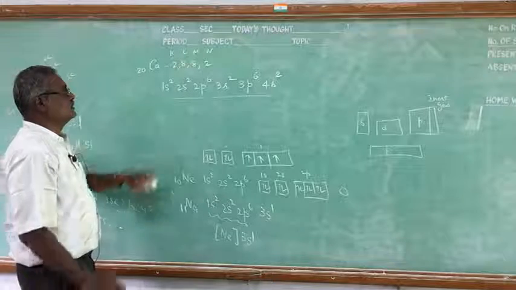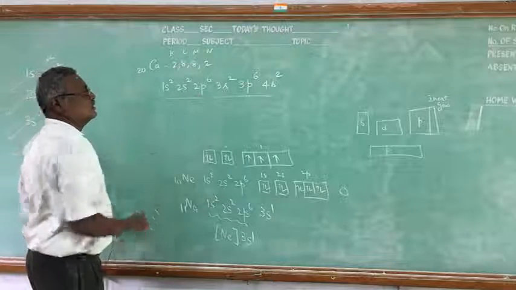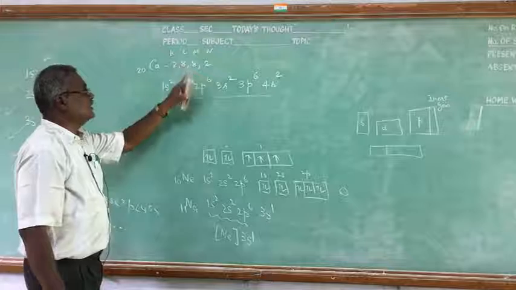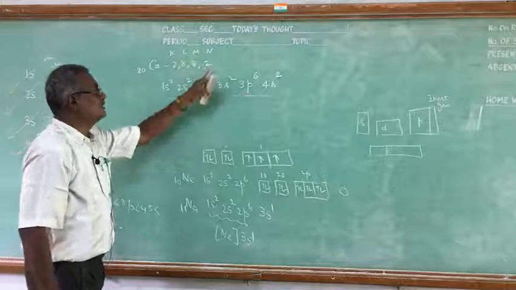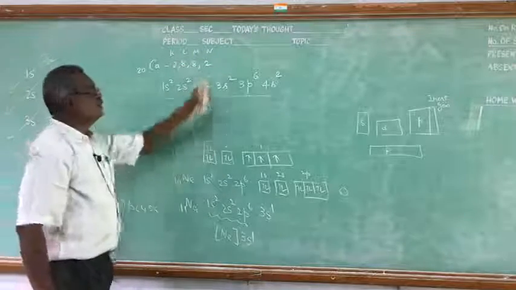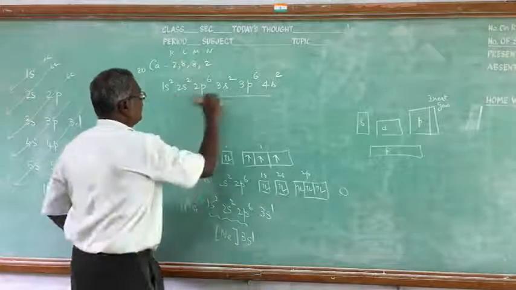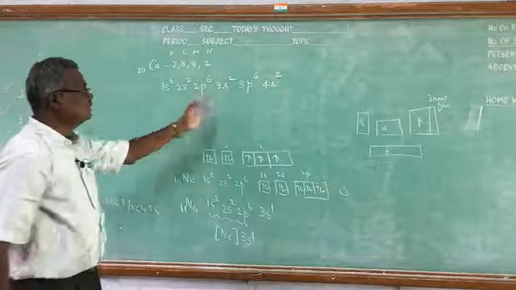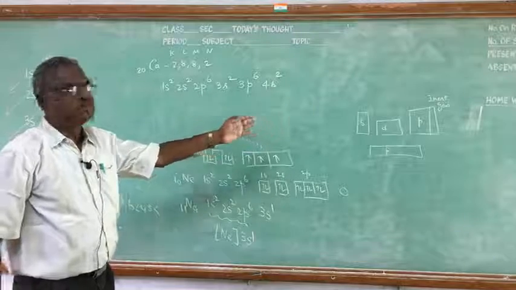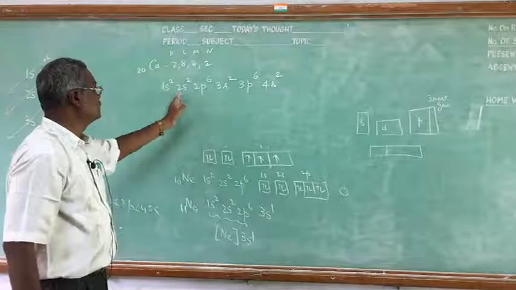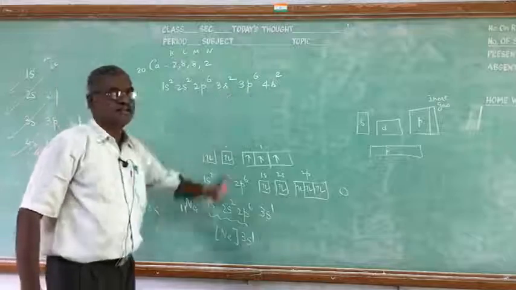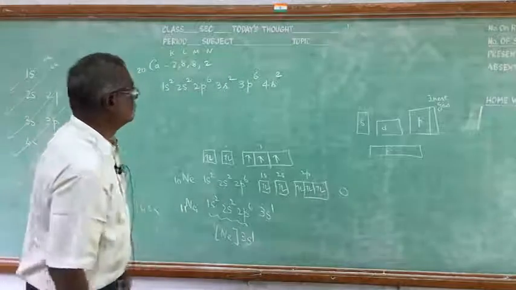2 electrons. Second shell, how many electrons? 8. M shell, how many electrons? 8 electrons. N shell, how many electrons? 2 electrons. That only we wrote previously as 2882. But if I write the exact configuration, now you understood how the 2882 came. This is the electronic configuration: 1s2, 2s2, 2p6, 3s2, 3p6 and 4s2.